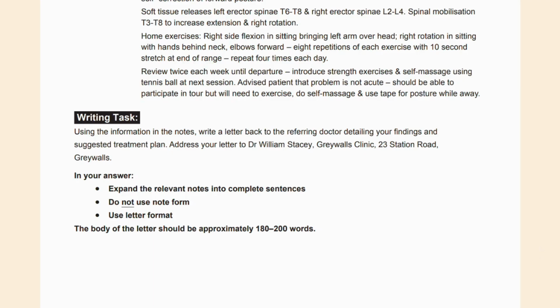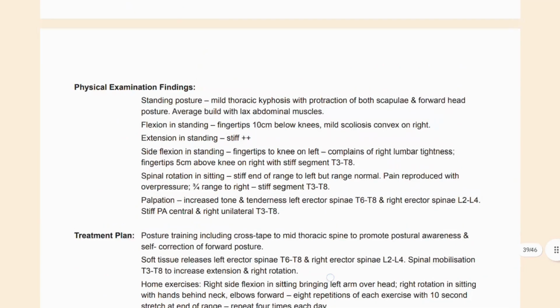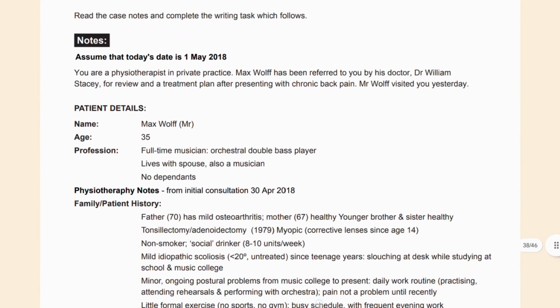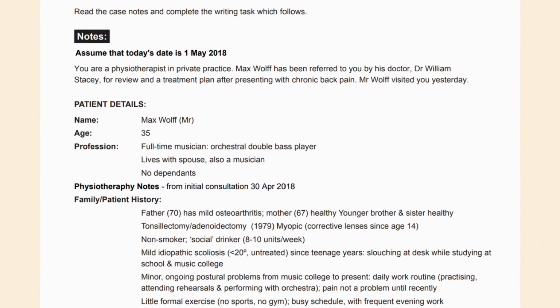So the address of the letter is given: Dr. William Stacy, Grave Wall Clinic, 23 Station Road, Grave Walls. The address is given. So what is the purpose of the letter? Nothing but we need to write the current health status of the patient, your findings, and the treatment plan you have suggested for the patient. That is the purpose of writing this letter.